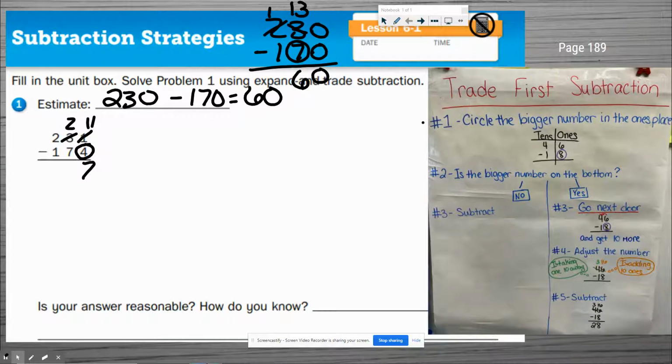And then I'm going to look at my tens place, and I can't subtract. I'm going to circle the bigger number in the bottom, and I need to go to the hundreds to get 10 tens to make 100. So I'll be left with 1. And then I no longer have 2 tens, but I have 12 tens. 12 minus 7 is 5. 1 minus 1 is 0. So my answer of 57 is close to 60. I know my answer is reasonable because my estimate and my answer are close.